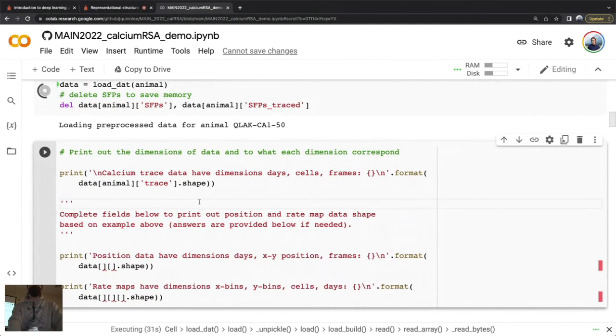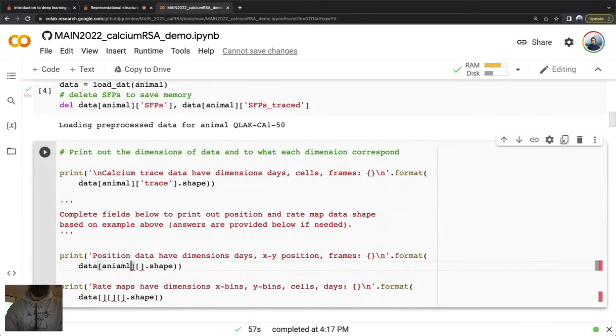And once that loads up, we're actually going to get an impression of the way you can index out or pull out different values that we want to use for this analysis in this dictionary. The animal I defined up here is QLAC CA150, animal 50 of a bunch of recordings we did. The way you pull out the values from this dictionary is to just throw in animal and then specify the field.